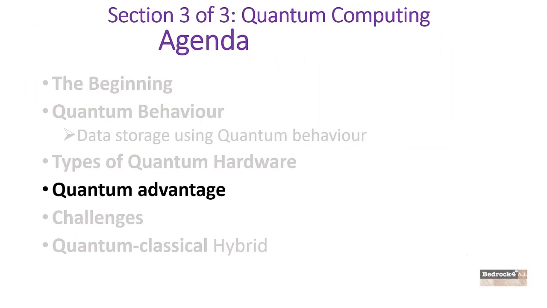Quantum advantage refers to the potential ability of quantum computers to solve certain problems much faster than classical computers. It is important to note that not all computational problems can be solved faster by a quantum computer than a classical computer, and it is still an active area of research to determine which problems are suitable for quantum algorithms.